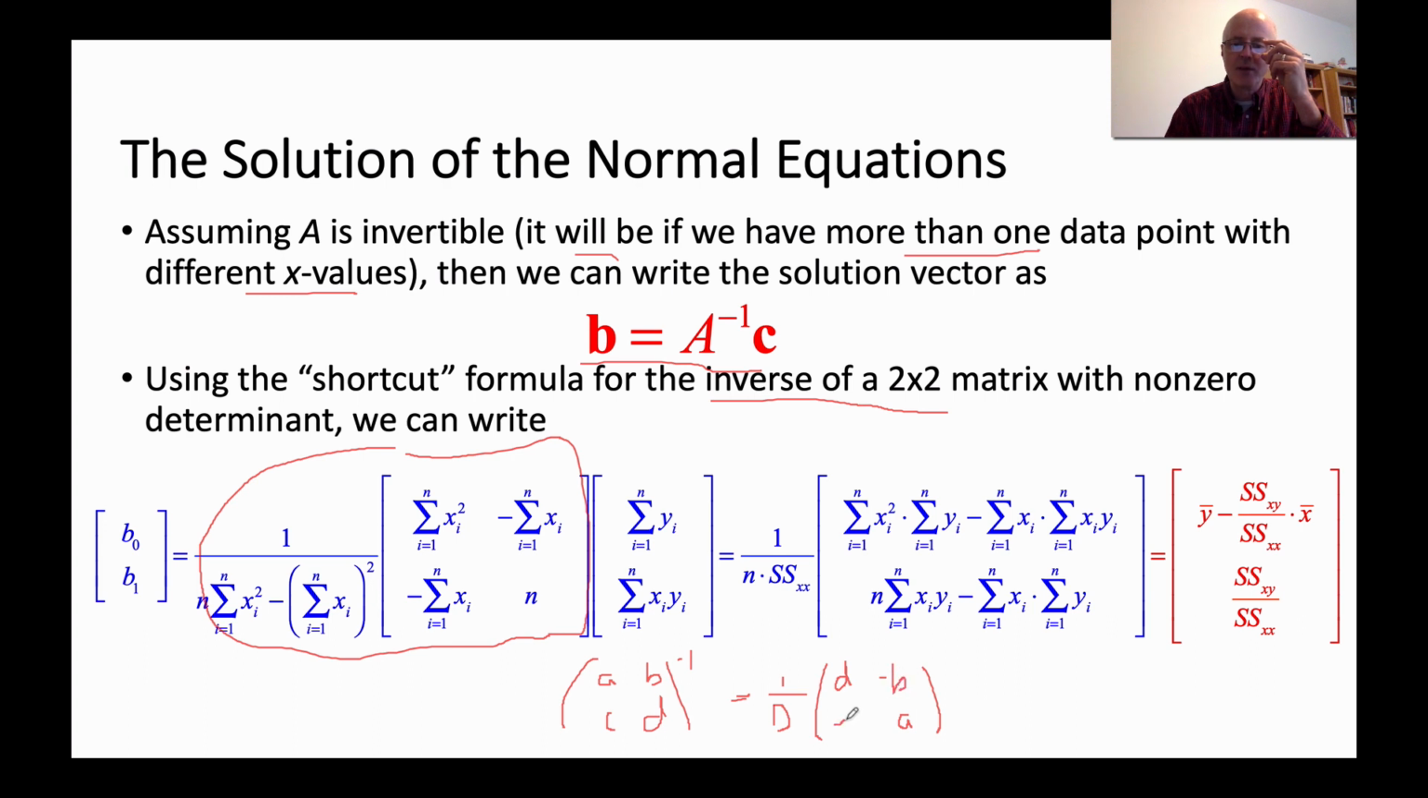So this is the formula that I'm essentially using right here. This is 1 over the determinant of the original matrix on the other side. Try to remember the original matrix on the other side had n in the upper left corner, had the sum of the x squares in the lower right hand corner, and it had the sum of the xi's both in the upper right and lower left corners. This is the determinant of that matrix. And here, I did switch around the n and the sum of the xi squareds, and I did put negative signs in front of the sum of the xi's.